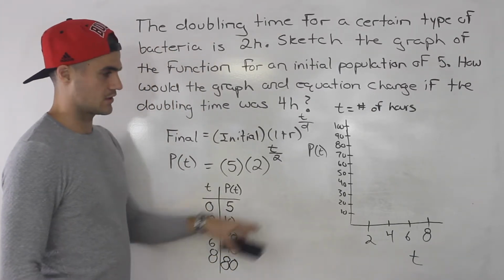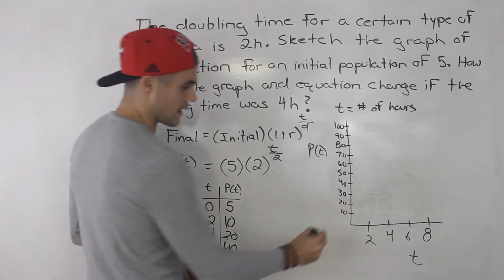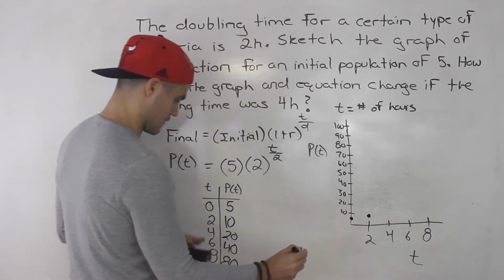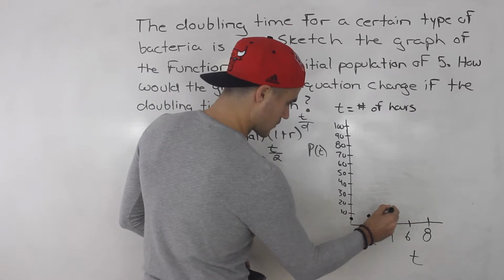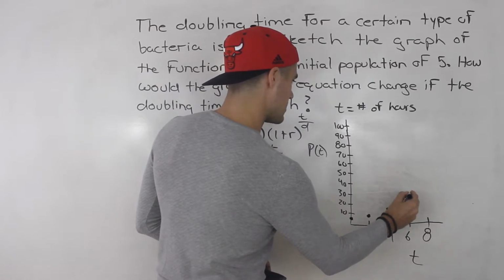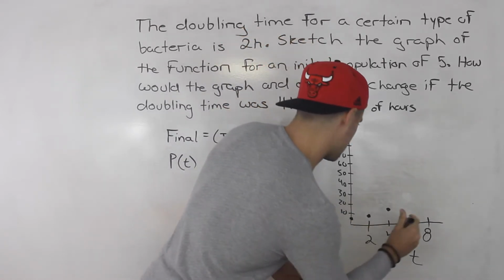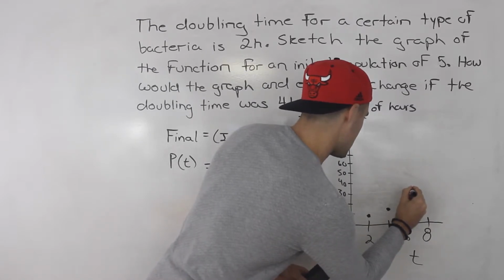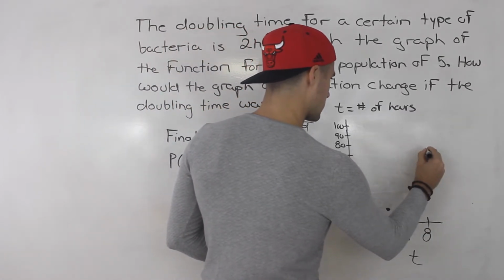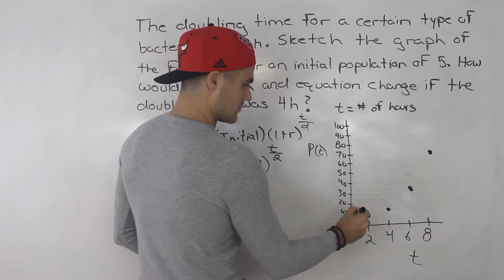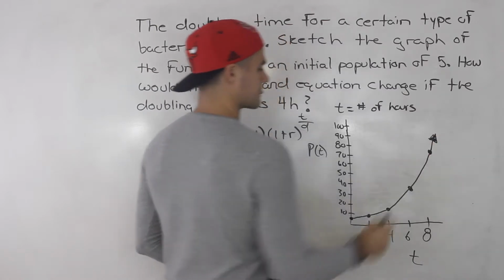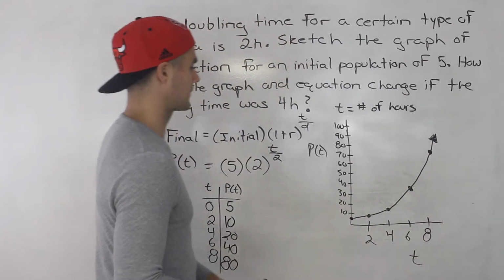So now I'm going to take these points here and then plot them on the graph. So 0 and 5, that would be here. 2 and 10, right there. 4 and 20, that's going to be like right here. 6 and 40, up here. Let's make this a little bit more, yeah. And then 8 and 80, that's going to be like right up here. Right, so basically, it's looking like that, right? So exponentially growing, right?